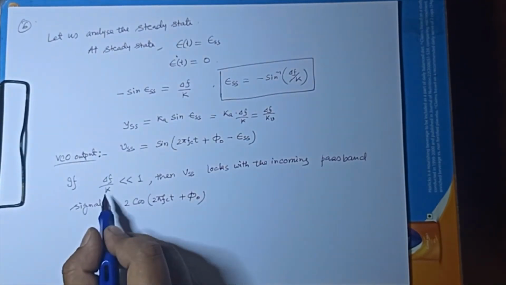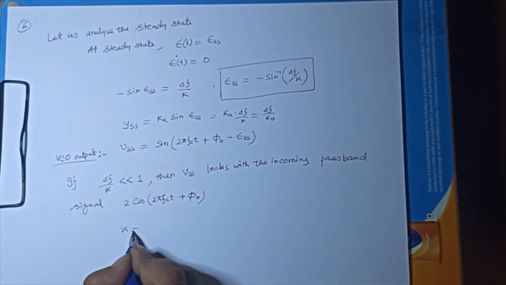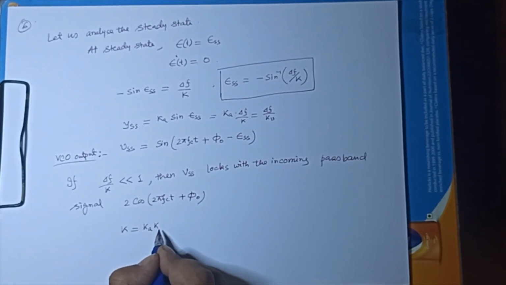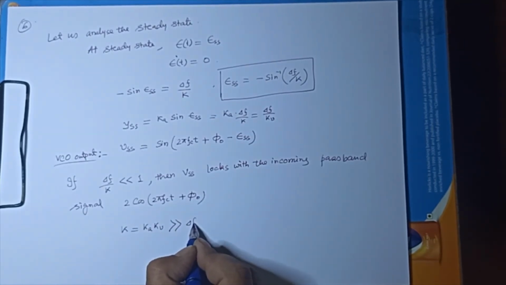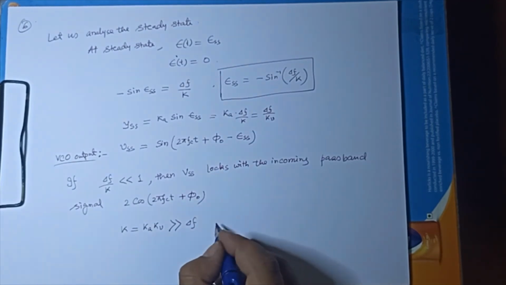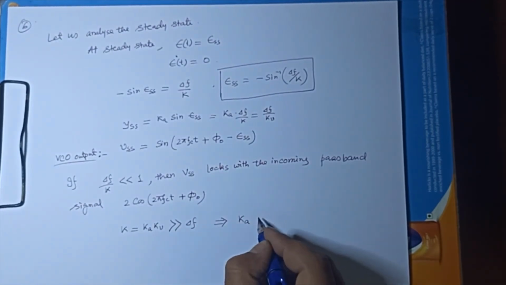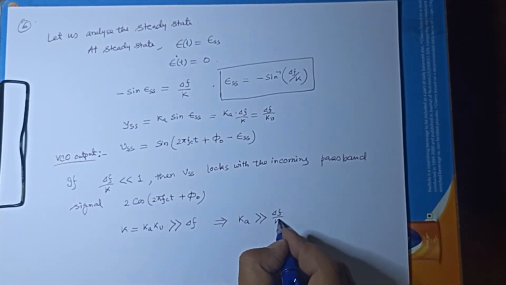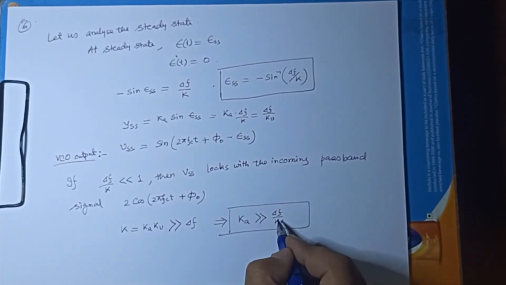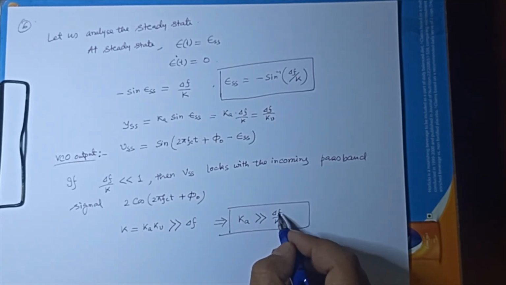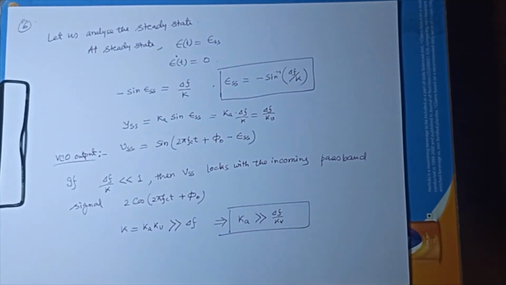So our design parameter is essentially K, which is equal to Ka Kv. It has to be greater than delta f. So you have to make this Ka, which is your design parameter, greater than delta f by Kv. This delta f by Kv is basically a parameter of the VCO. It is not always in your control. You can design some VCO, but it will have some value, while your Ka, this loop gain, you can increase accordingly, such that your epsilon ss is very small.